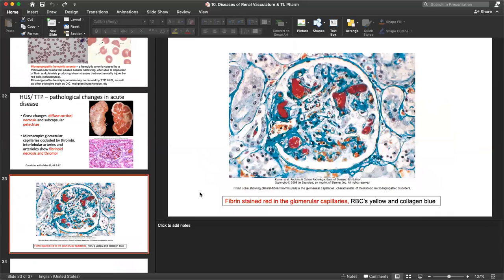And this is fibrin staining red in the glomerular capillaries. And this is our fibrin stain, showing our fibroid necrosis.